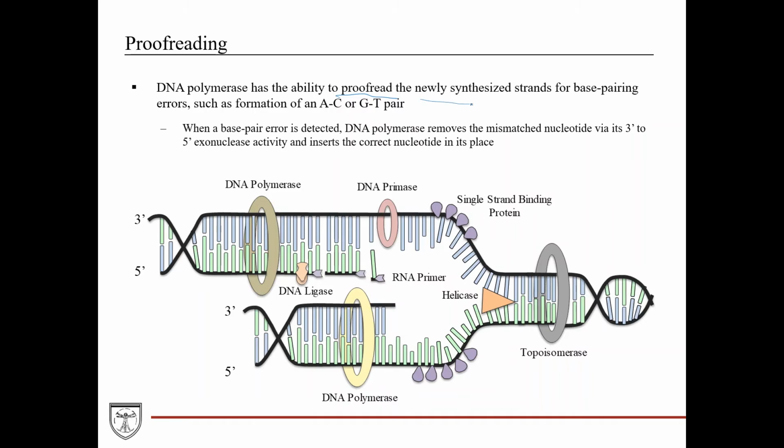An interesting feature of DNA polymerase is that it actually has the ability to proofread the newly synthesized strand. Just like when you write a paper and then proofread it, it's the same kind of thing. It proofreads for base pairing errors, such as forming an AC or a GT pair. Now, when a mismatched base pair is detected, it actually removes it via its 3' to 5' exonuclease activity. This would take this out, and then it would insert the correct nucleotide in its place.